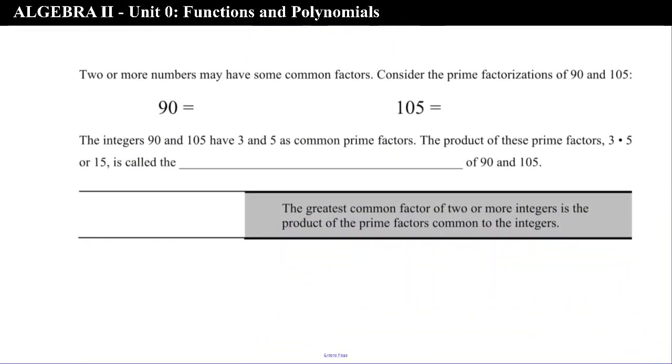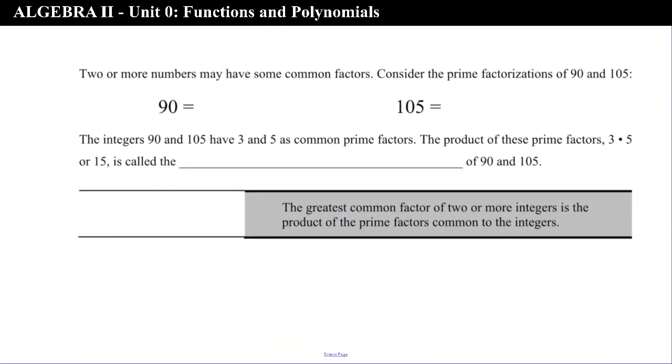So, how can we use this? Well, 2 or more numbers may have some common factors, okay? So, let's look at the prime factorization of 90. That would be 2 times 3 times 3 times 5. And the prime factorization of 105, 3 times 5 times 7.